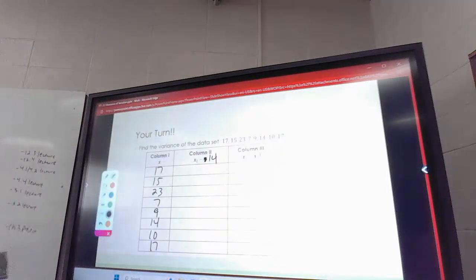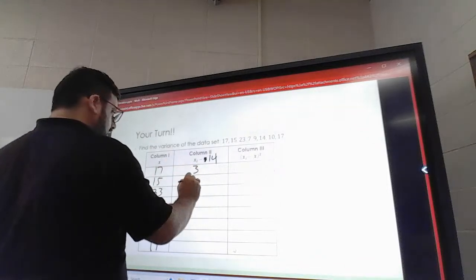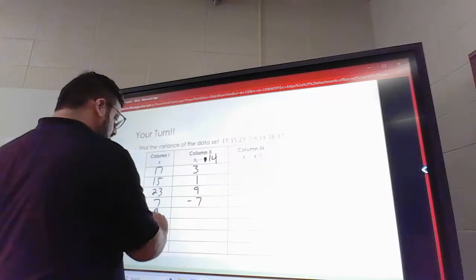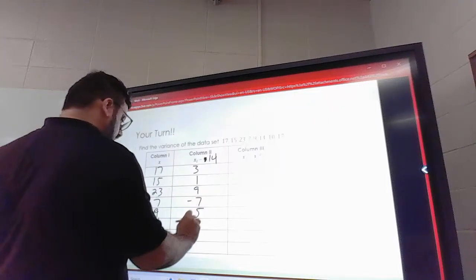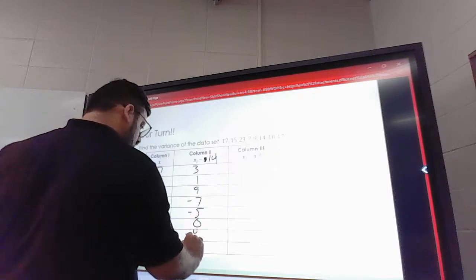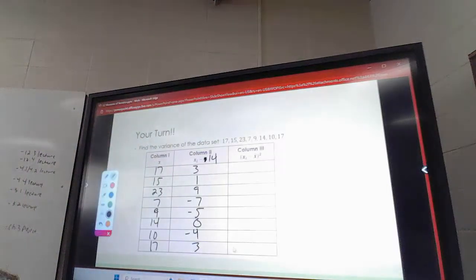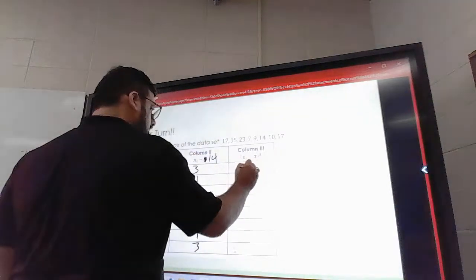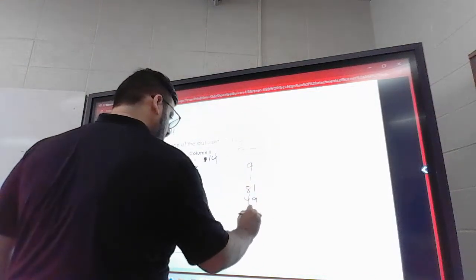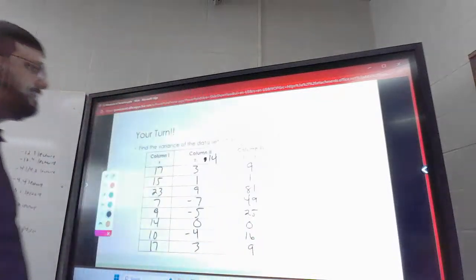So I'm going to subtract the 14 from all these values up here. So 17 minus 14, 3. 15 minus 14 is 1. This is a 9, negative 7, negative 5, 0, negative 4, and 3. Now I'm going to square all those values in the next step. 9, 1, 81, 49, 25, 0, 16, and 9.